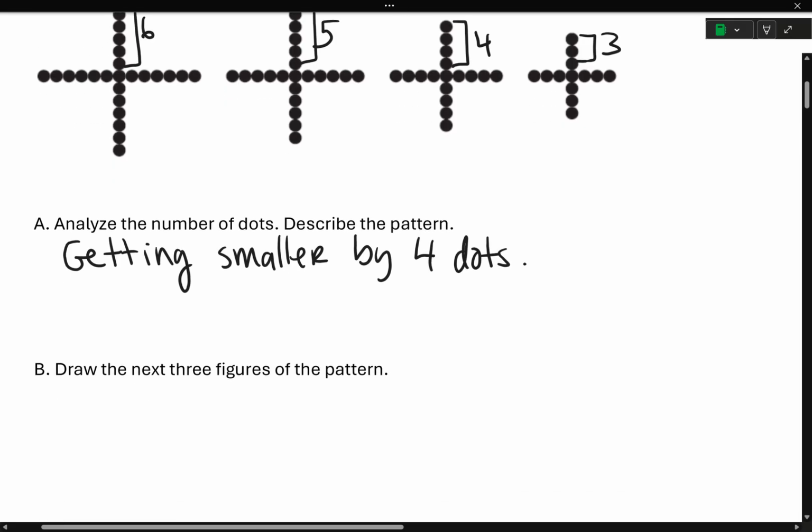For letter B, I want us to draw the next 3 figures. Let's do it. If the last one we had drawn had 3 on each side, that means the one that I'm going to draw first will have a dot in the middle and 2 dots around it on each side, right? 2. The next one should have just 1 dot on each side. That looks silly. And then the third one, oh my goodness, is just going to be the dot in the middle. There's going to be 0 dots all around.